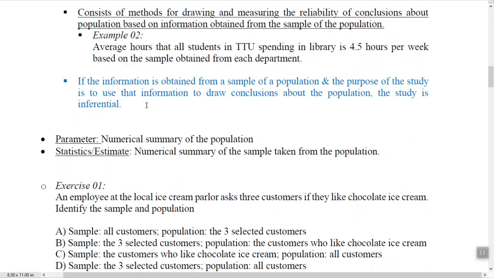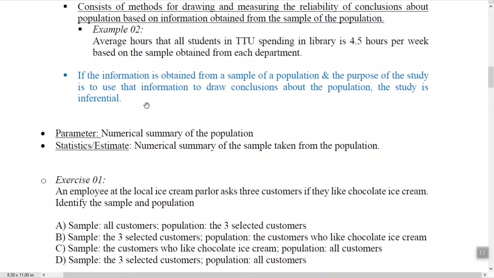The next one is estimate. For this estimate we use another word, statistics. This statistics is not the same as the statistics idea we have discussed before. So statistics or estimate means a numerical summary of the sample taken from the population. So estimate means it is a numerical summary of the sample which we have taken from the population. So always we take a sample from the population.